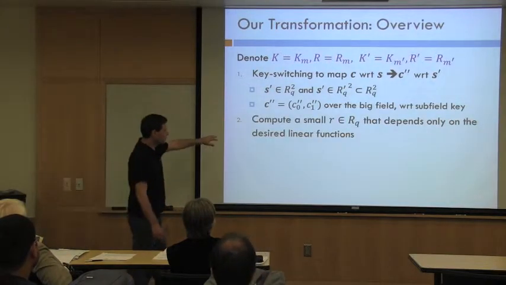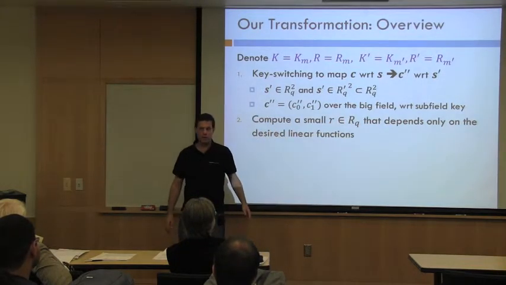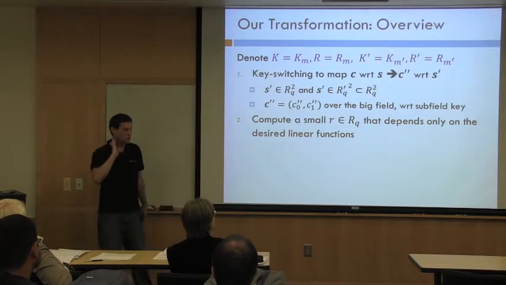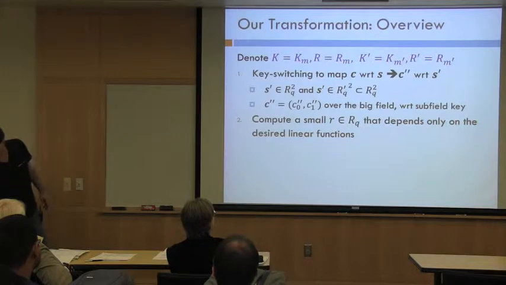Then you compute a particular element in RQ that depends on whatever linear transformation that you want to do. I'll talk about that later. I'm not going to say much about it. It's just a single element that you compute. And the way you compute it is you use some linear algebra thing.